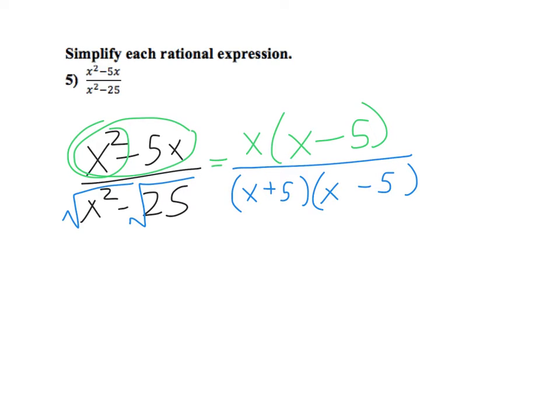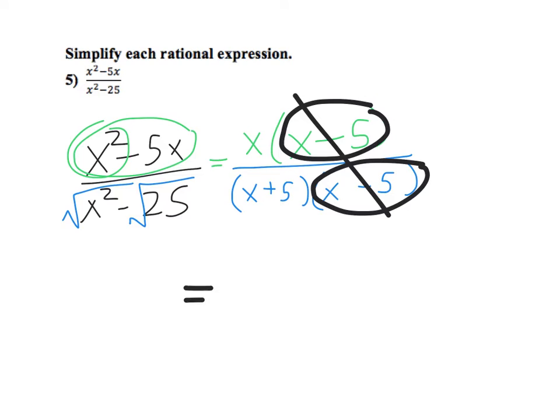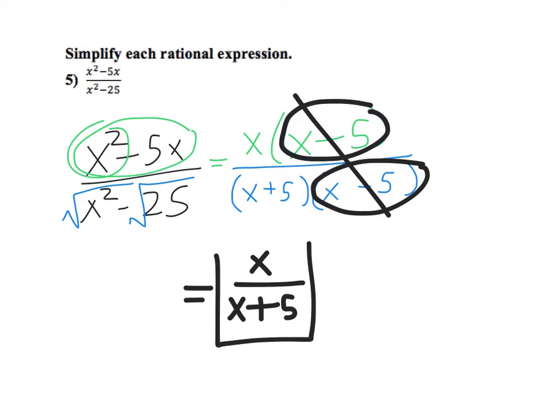Remember, if there's something that's the same on the top and the bottom, you can cancel it out. So I notice we have an x minus 5 and we have an x minus 5, so those two are going to cancel, and I'm left with x over x plus 5 as my final answer. And that is your fraction simplified.